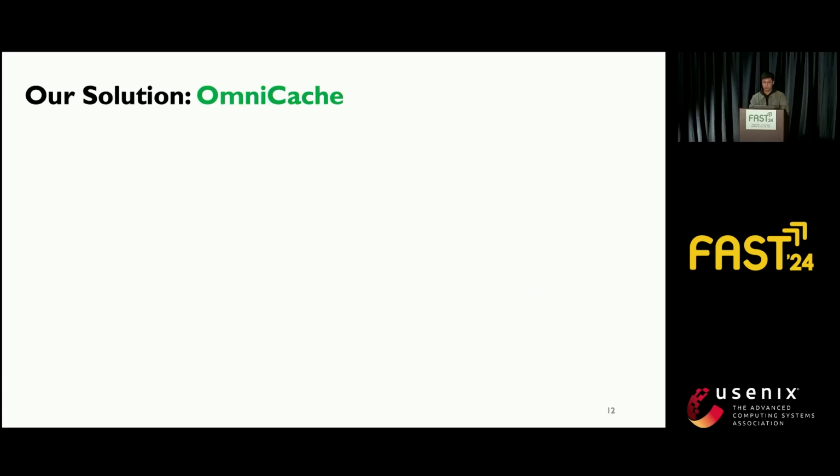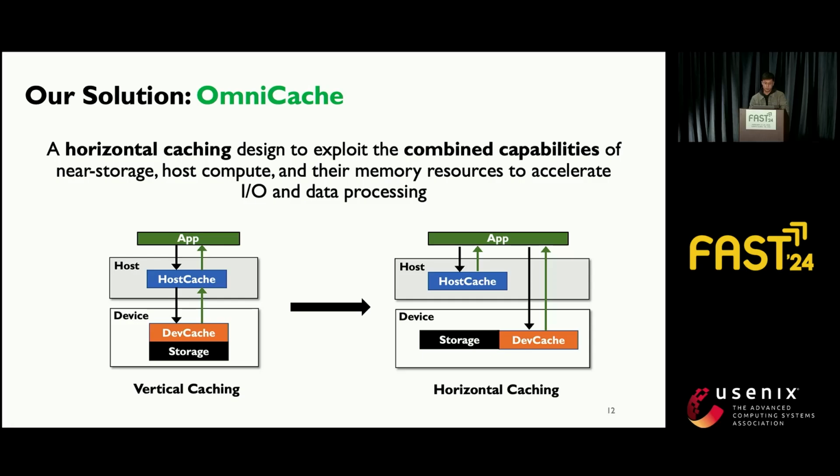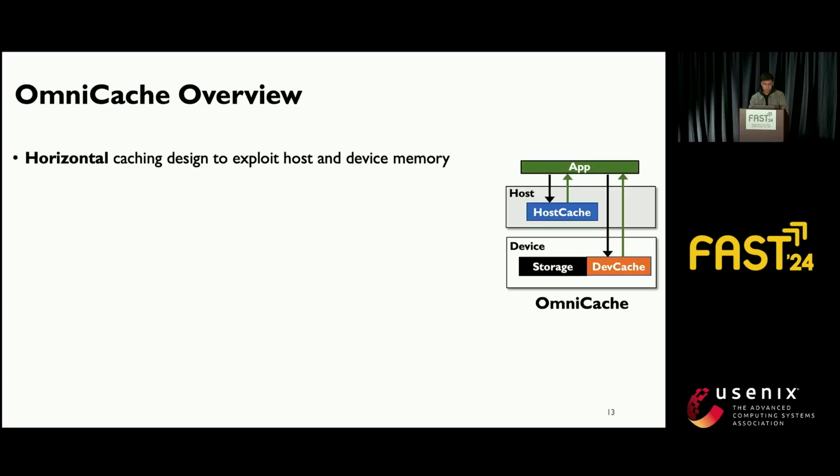Therefore, we propose OmniCache. Instead of using a traditional vertical caching design, we introduce a horizontal caching that exploits the combined compatibility of the near storage, host compute, and their memory resources to accelerate I/O and data processing. So OmniCache is a horizontal caching design to exploit host and device memory. And second, OmniCache accelerates I/O and data processing with collaborative caching design.